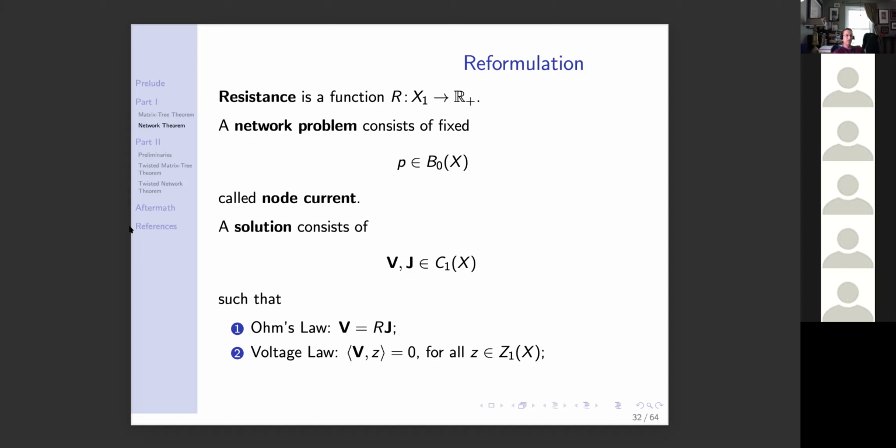And then finally, we have the current law, which says that the boundary applied to my current is equal to the given initial condition given by my node current. So the boundary of J must be P. These are the three rules. Now, notice that given Ohm's law, if we could just find J such that R times J satisfies the voltage law and J satisfies the current law, we're done. So the whole problem is reduced to finding J with the suitable properties.